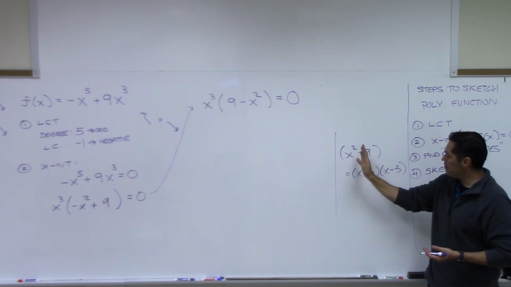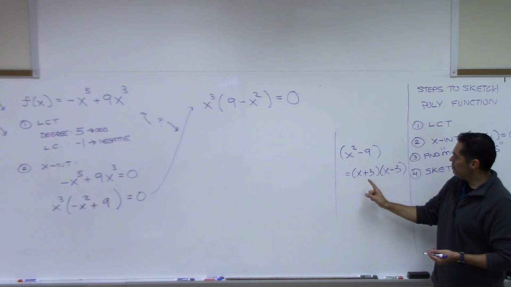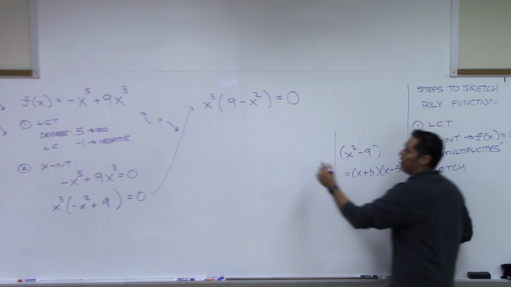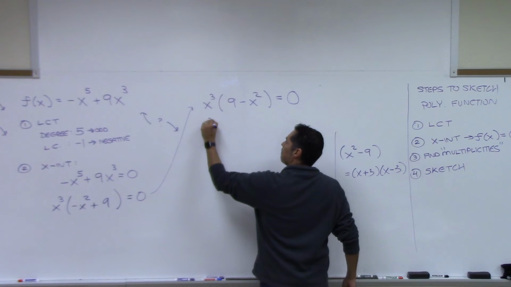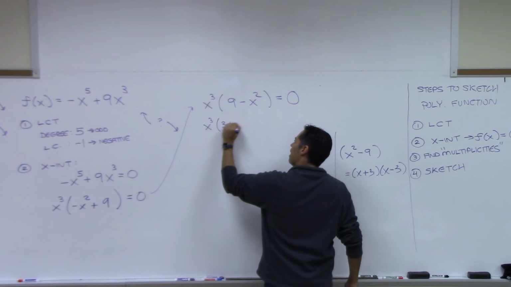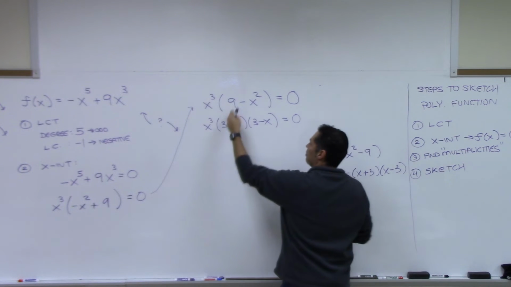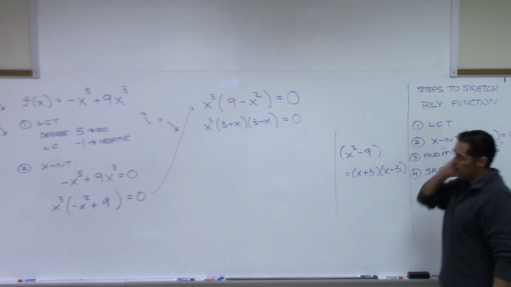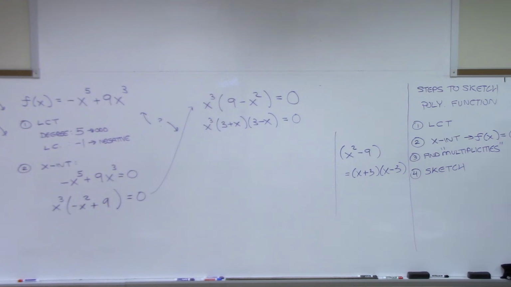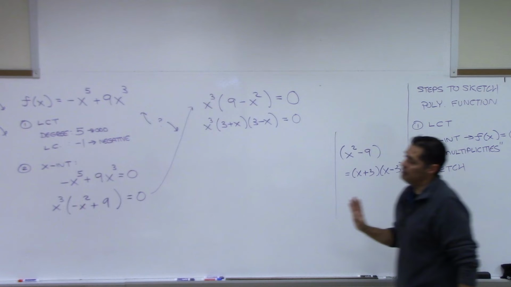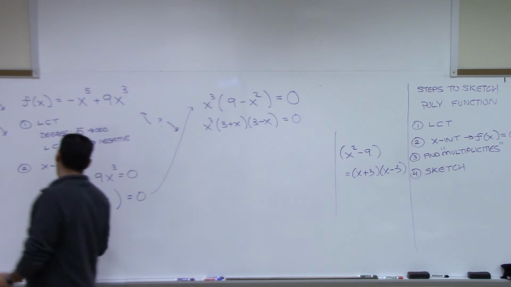We have the 9 minus the x squared. So instead of this, we would have 3 plus x, 3 minus x. All that happens in the formula is that they just change positions. Is that all right?